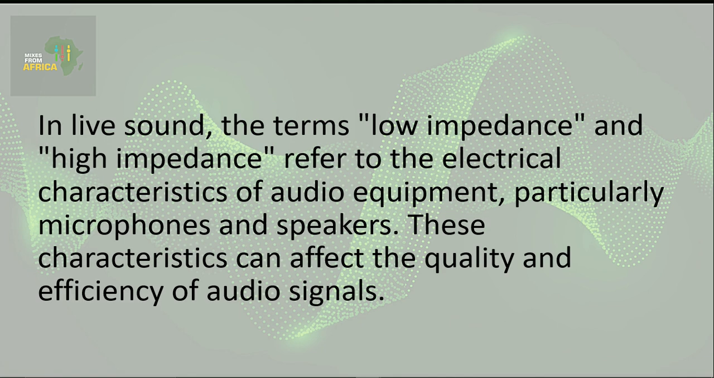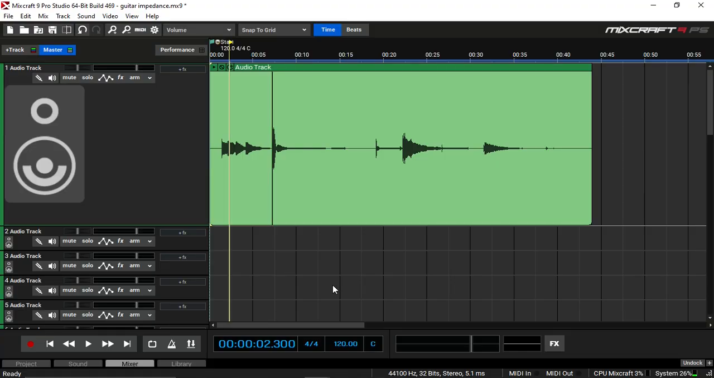In live sound, the terms low impedance and high impedance refer to the electrical characteristic of audio equipment, particularly microphones and speakers. These characteristics can affect the quality and efficiency of audio signal. So here's what we're saying. We're saying that in order to reduce noise in a signal, sometimes it is better to have an input channel that will resist. It will resist electricity. In that way, it will block out noise and allow only the loud signal, which is the original signal, to pass through.